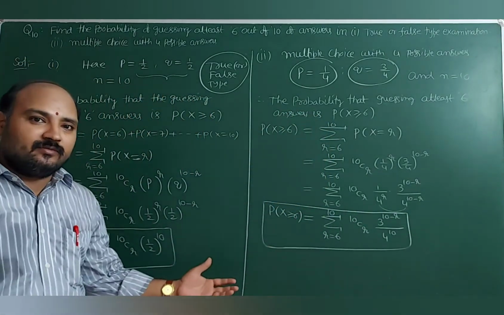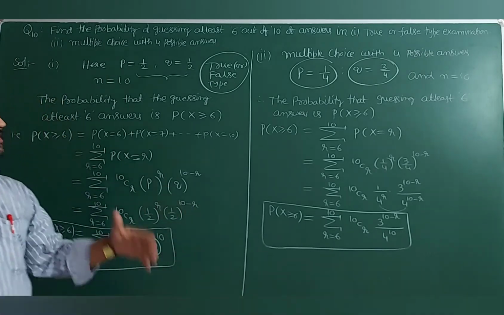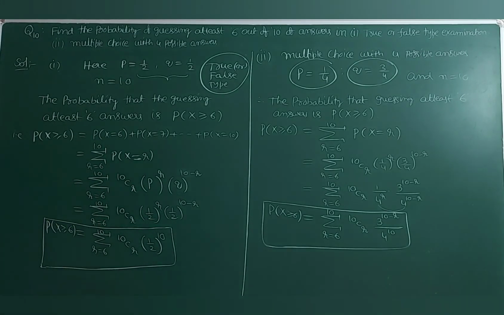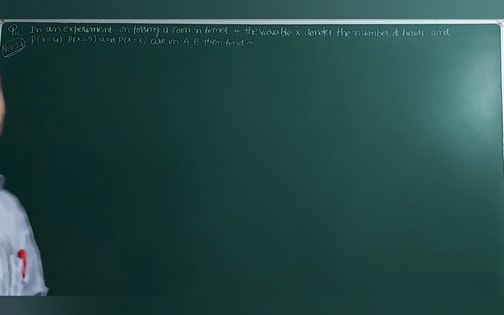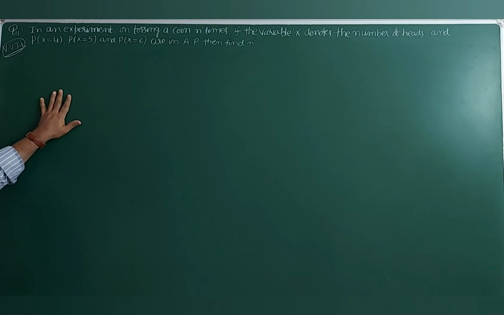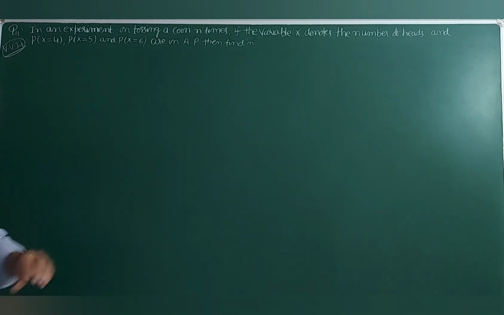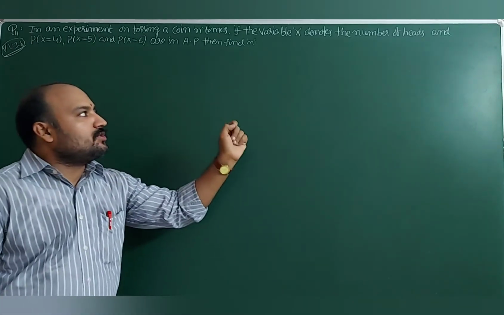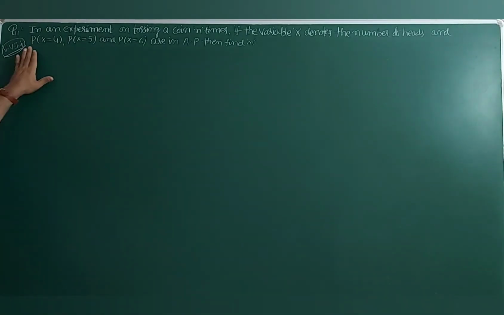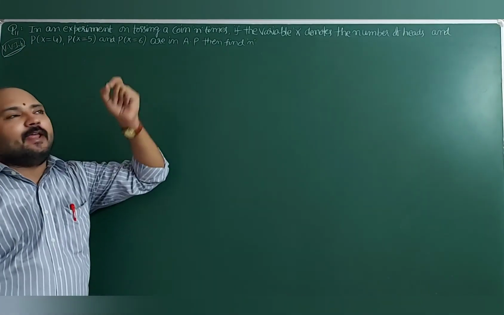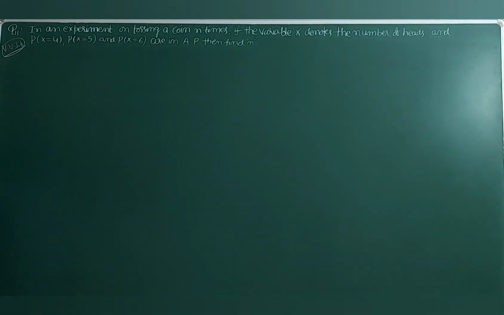Hope you understand now. We'll move on to the last question in this binomial distribution case. In an experiment, this is also very important, dear students. In an experiment on tossing a coin n times, if the variable x denotes the number of heads and P of x is equal to 4, P of x is equal to 5 and P of x is equal to 6 are in AP, then find n.